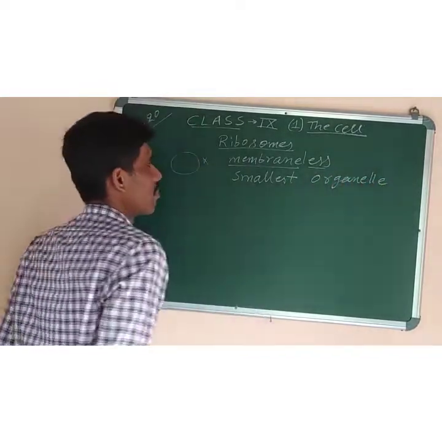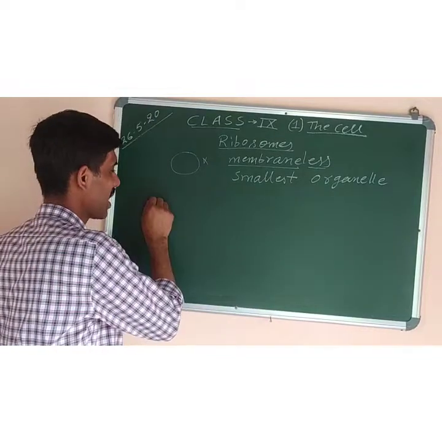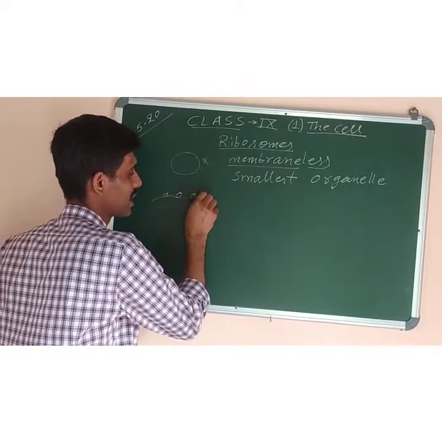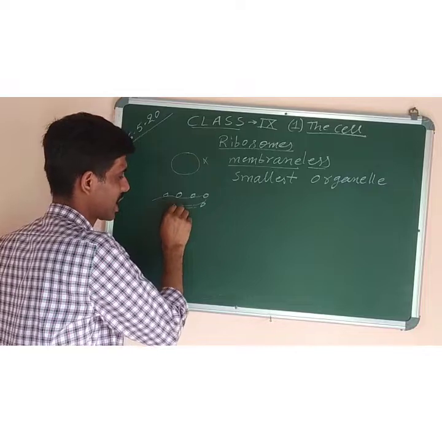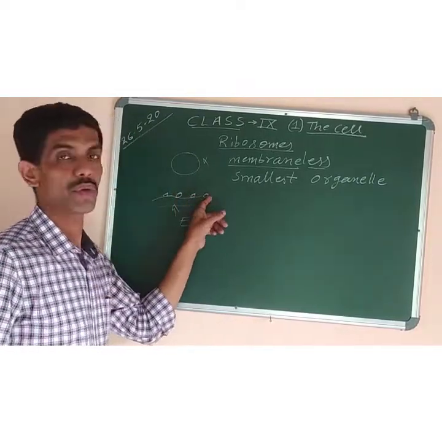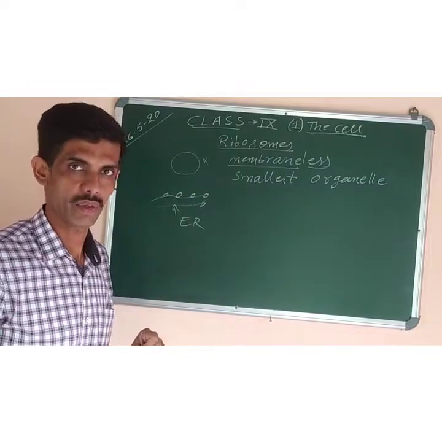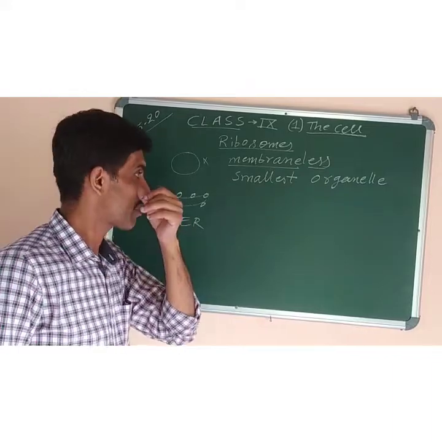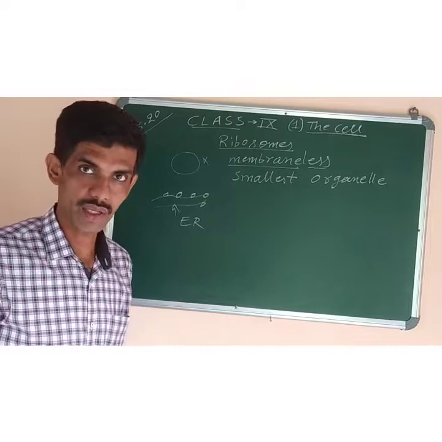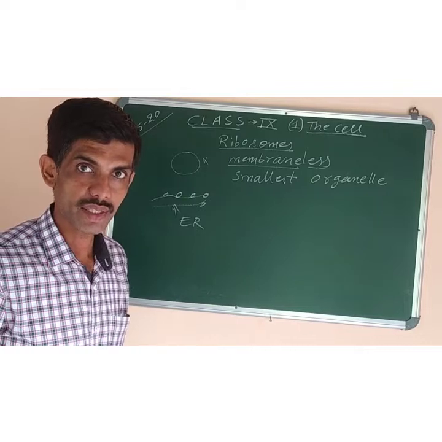Membraneless, smallest cell organelle, which you may have seen found on the outer surface of the endoplasmic reticulum. These are the ribosomes. This is the endoplasmic reticulum, and such endoplasmic reticulum that contains ribosomes on its outer surface is called rough endoplasmic reticulum. Ribosomes are made up of rRNA as well as proteins.